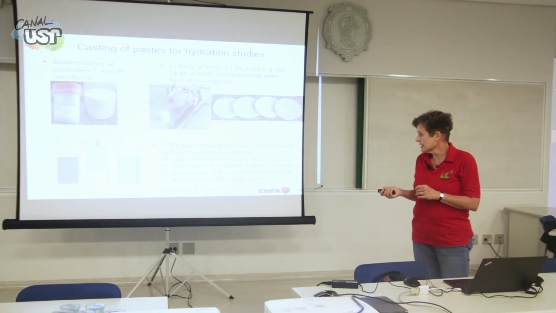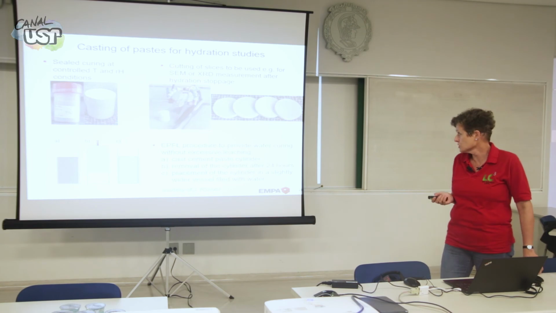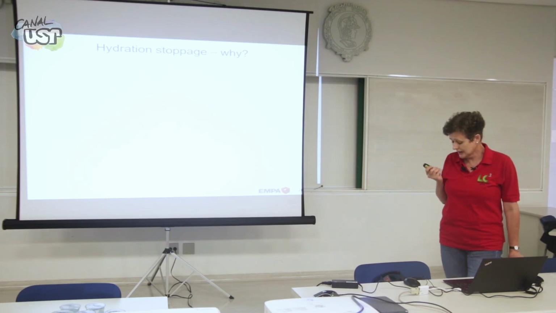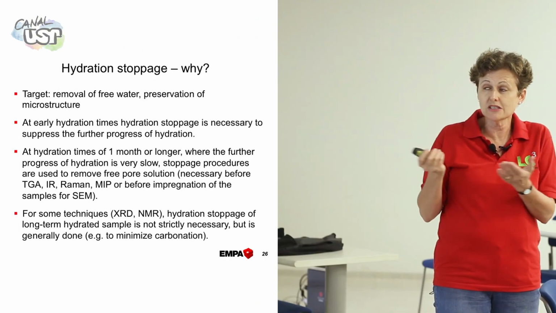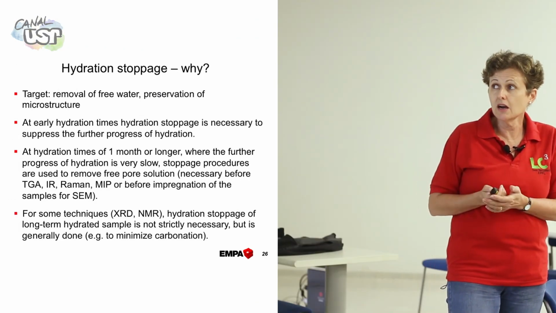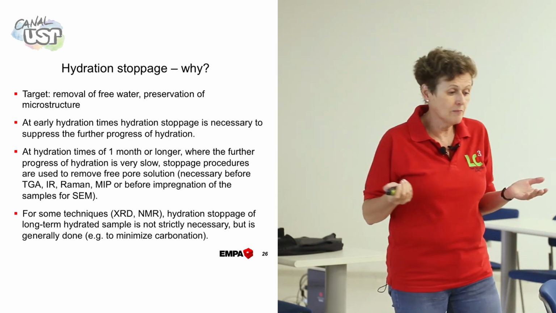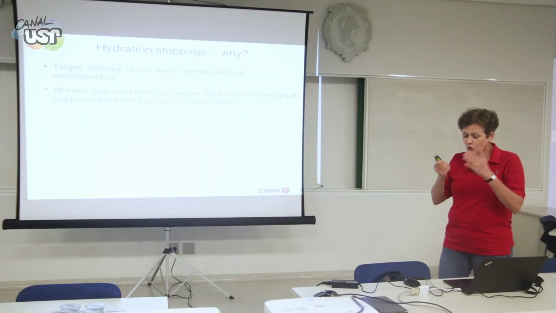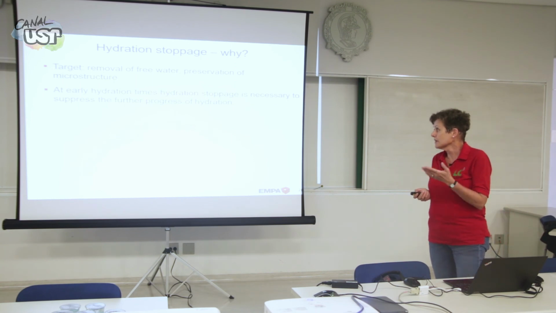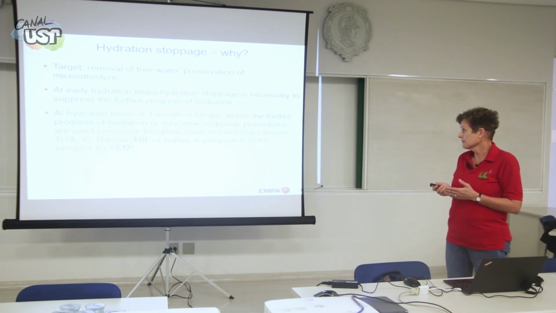You want to just have a small supply of water, which will very quickly become of the same composition as the pore solution. And then for most of the techniques, we're going to talk a bit more about this afterwards when we talk about MIP and XRD and everything, we're going to need to stop this hydration. We need to get rid of the water. The main idea is we want to remove the water so we have a stable microstructure, particularly at early hydration times. You'll have very rapid changes, so you want to stop those changes happening, and the easy way to stop them is to remove the water.